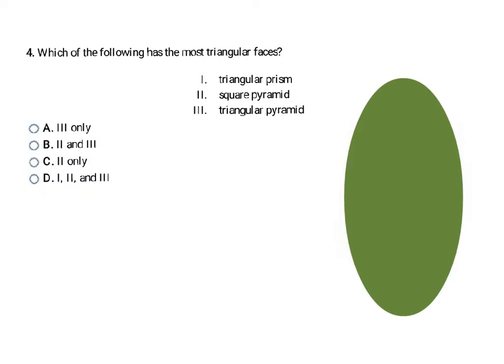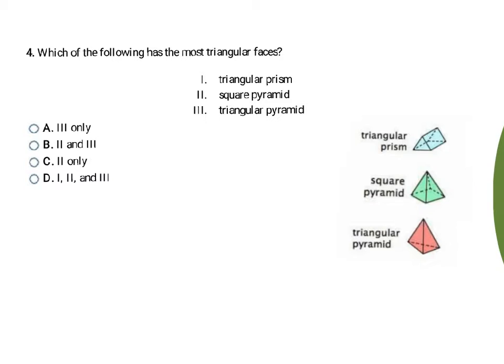So I need to be able to know that a triangular prism is 2 triangles connected by rectangles, that a square pyramid is a square with triangles coming off each side that meet at a point, and a triangular pyramid is a triangle with triangles coming off each side connected at a point. So those 3 are going to look like this.